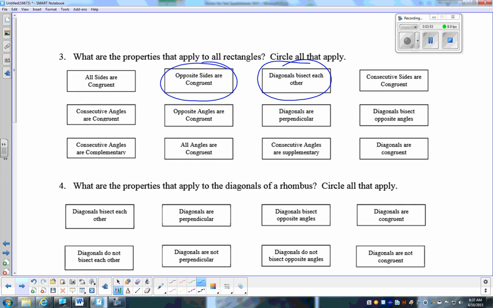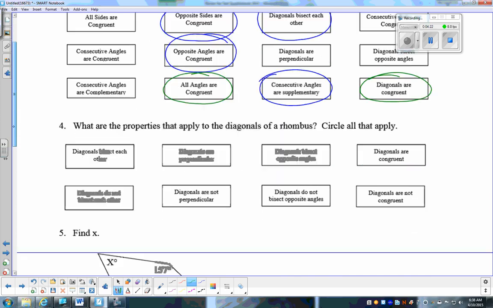Our other properties of parallelograms that also apply to rectangles, opposite angles are congruent, consecutive angles are supplementary. Then we have those 2 additional properties that make something specifically a rectangle, and that is that all angles are congruent and our diagonals are congruent. So those are all the boxes you should have circled.